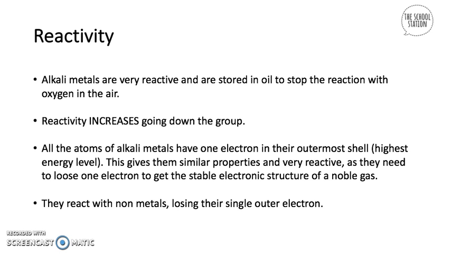So alkali metals are very reactive and are stored in oil to stop the reaction with oxygen in the air. Alkali metals even react with oxygen in the air, which shows that they're very reactive, and to stop that reaction, they are stored in oil. So we generally have to know that alkali metals, which is group 1 of the periodic table, are very reactive. Reactivity increases going down the group.